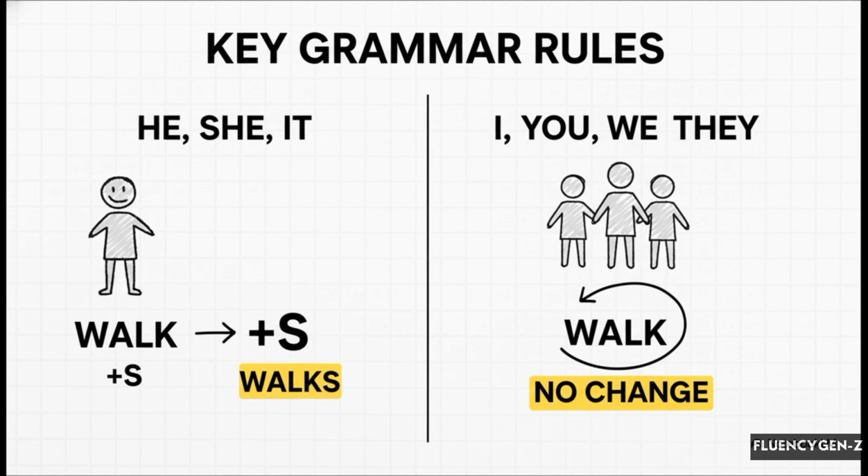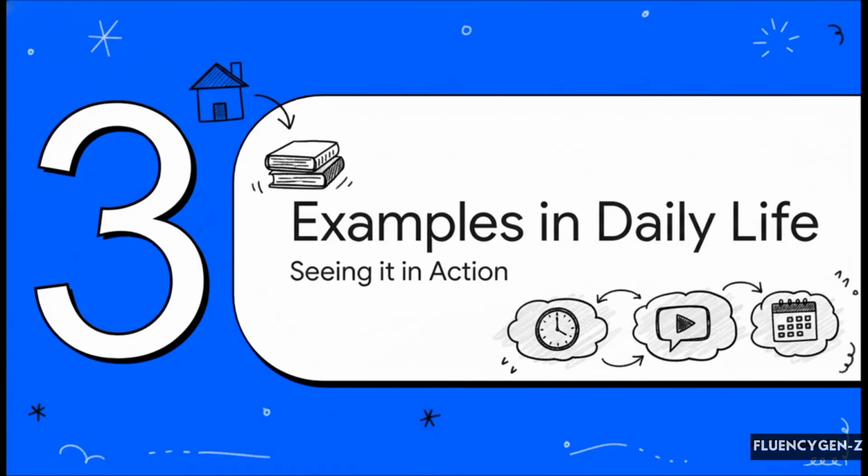The same rule applies to our helper verb. For he, she, or it, we use does. For everybody else, I, you, we, they, the verb stays simple, and we use the helper do. Seriously, mastering this one rule is the key to everything. Theory is great and all, but let's make this stuff real. Let's move on and see how this actually works in sentences you might say, I don't know, tomorrow.